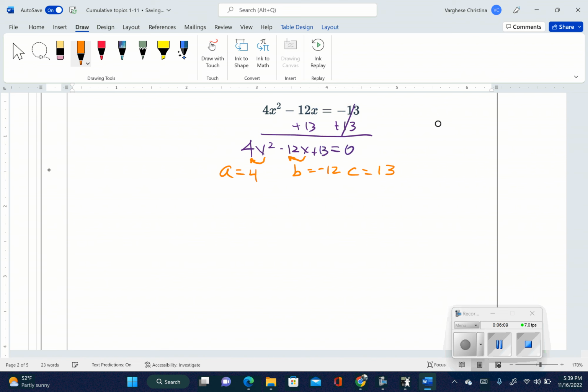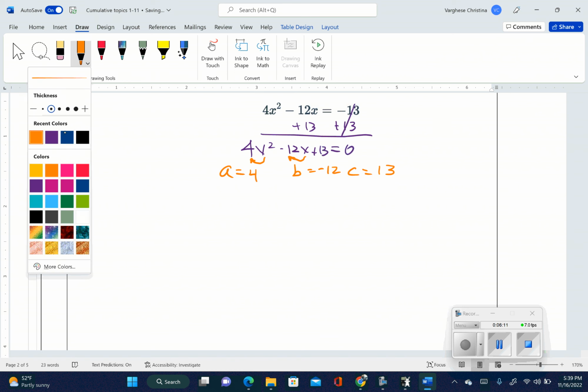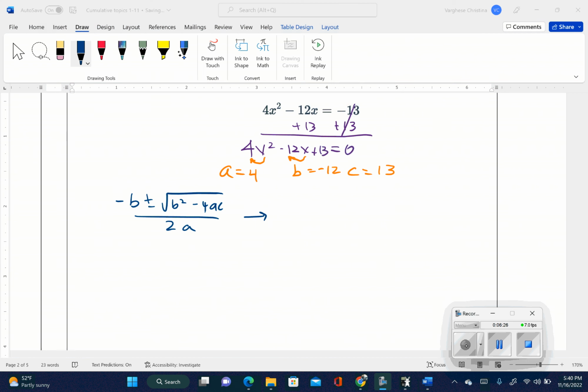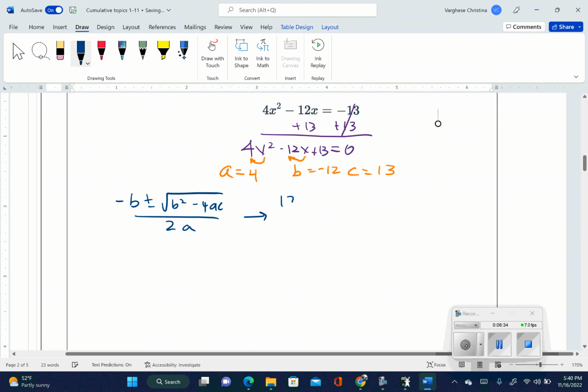Okay. So now you need to write down the formula. The formula, I gave it to you all: negative B plus or minus square root B squared minus 4AC all over 2A. So we're going to go ahead and plug numbers in. The first part says whatever B is, you do the opposite. So B is negative 12. The opposite of negative 12 is positive 12.